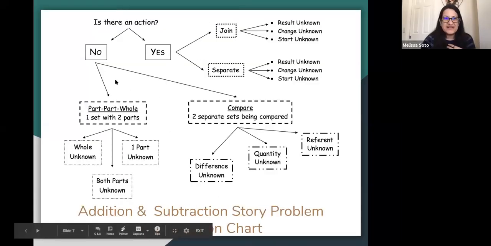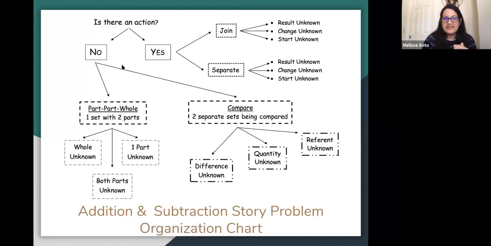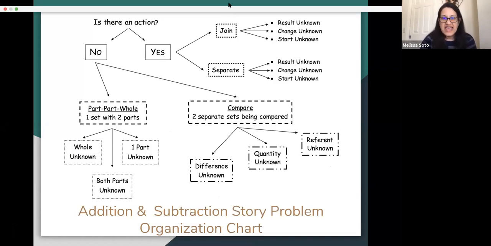But again, if there's an action, is it a joining or separating action? If not, is it one set with 2 parts, or is it 2 separate sets being compared? So just wanted to share that with you as a resource and to help you all think about these different problem types, because kids will solve them in lots of different ways. And we want to be sure that kids will solve them in very predictable ways. And so if kids aren't solving them in those predictable ways, it's going to tell us a lot about their thinking. And so we're going to talk about that in the next section.